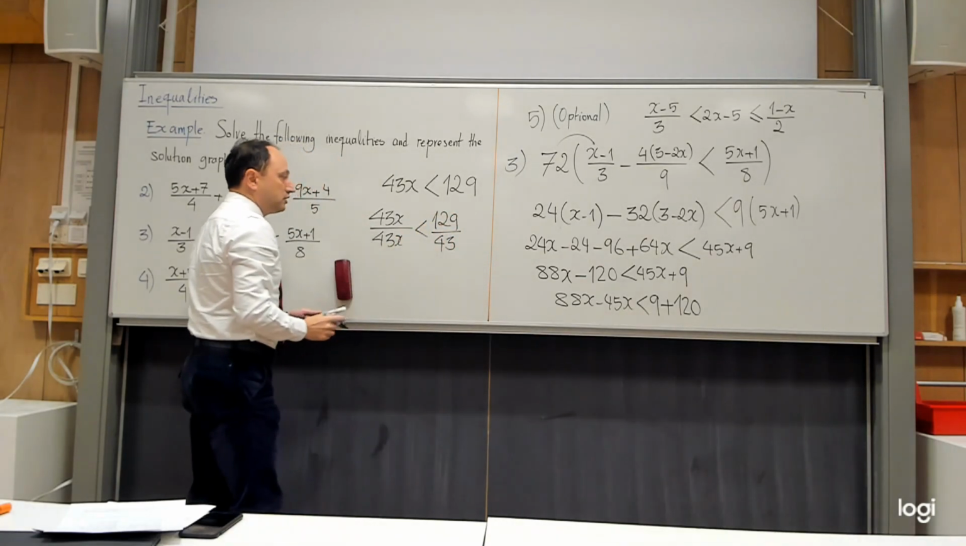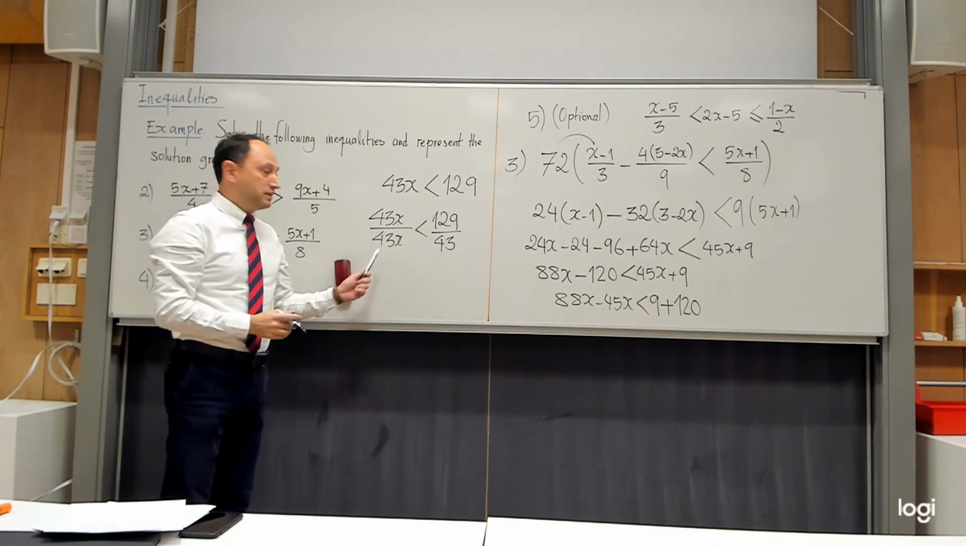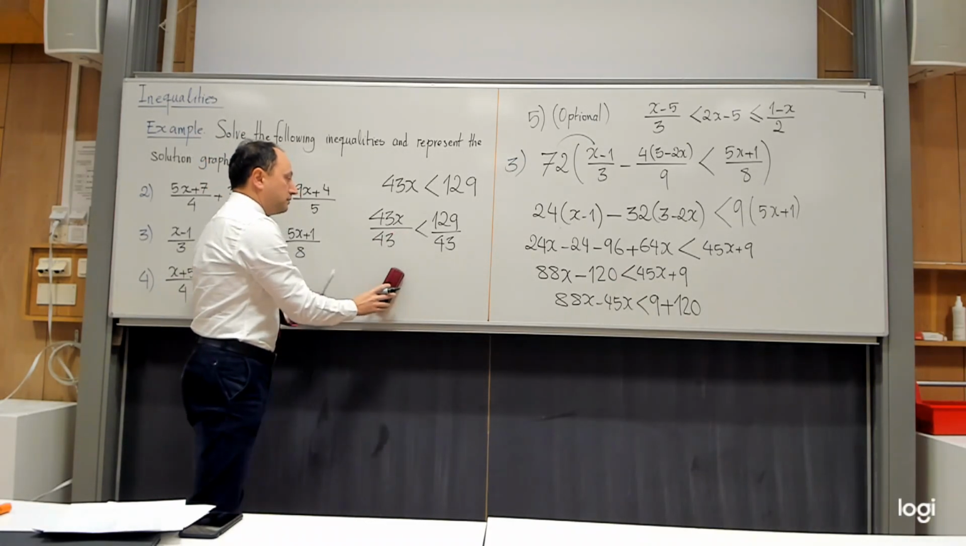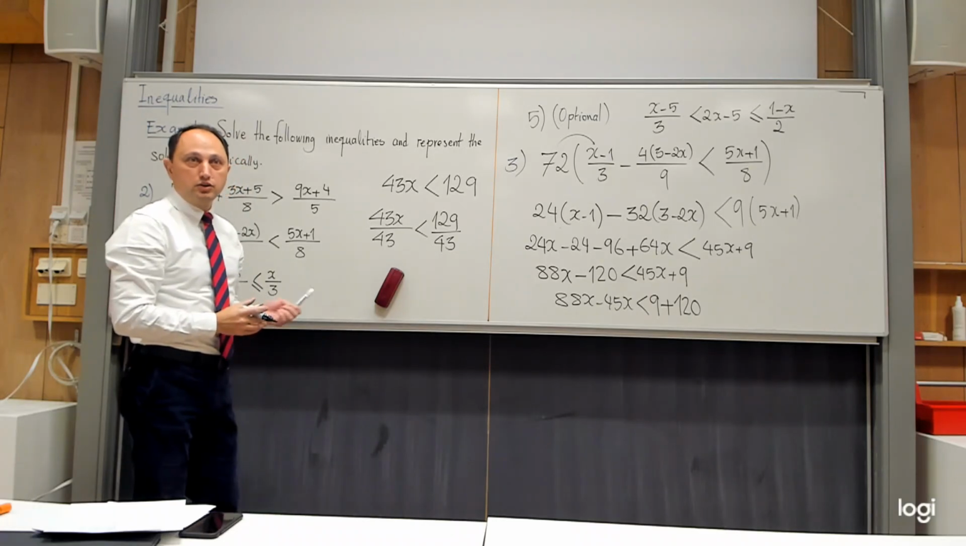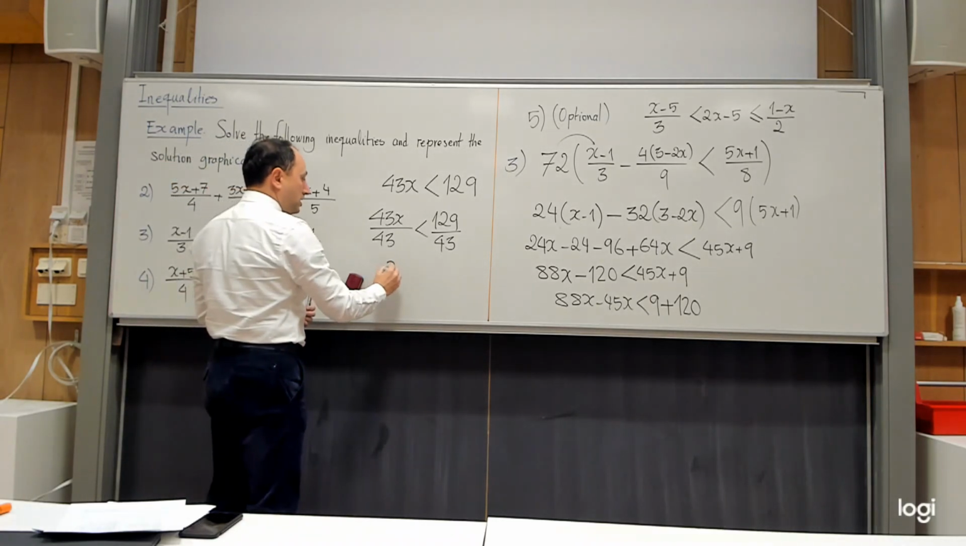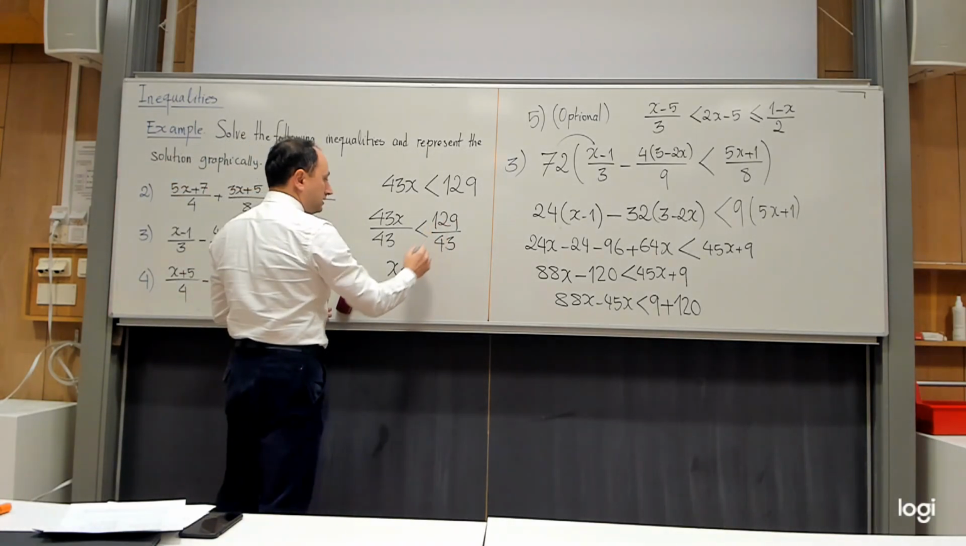So this one, should I change the sign? No, because I am dividing by a positive number. So I don't need to change the sign. So this becomes x less than 3.